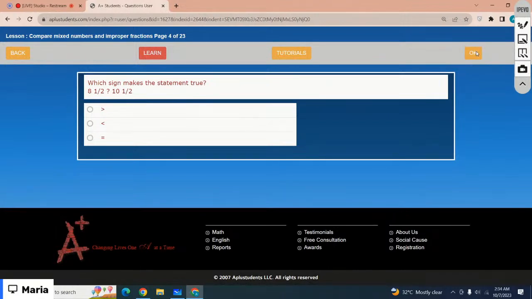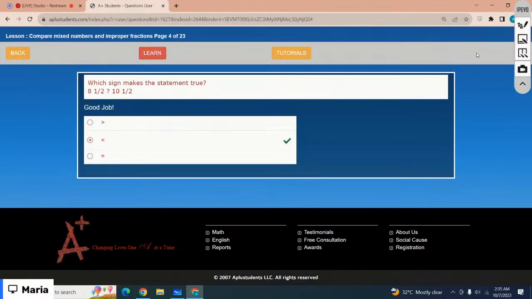Okay, 8 whole 1 over 2 and 10 whole 1 over 2. Which is the correct option? Compare their whole numbers. So 8 is less than 10. So that means 8 whole 1 by 2 is less than 10 whole 1 over 2, right?